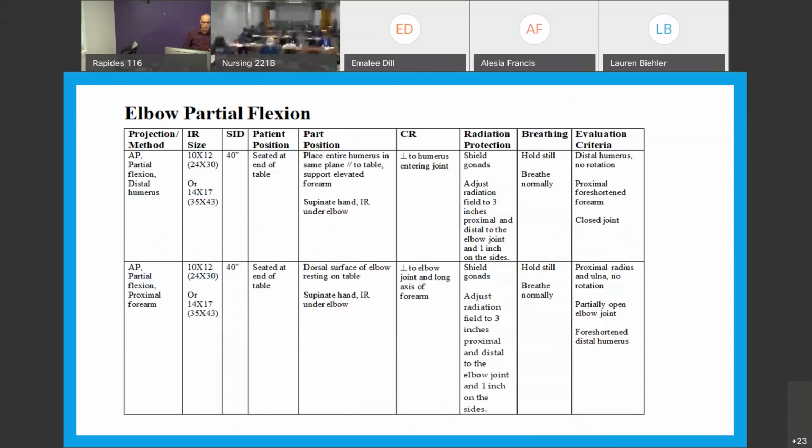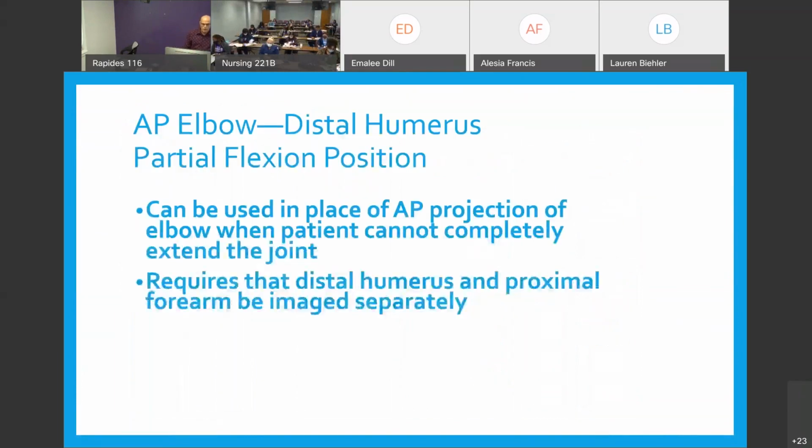All right. Partial flexion and extension is what I've been kind of talking about this morning. This is the new 1 through 9 that Dr. Curtis has put in y'all's Moodle shell. It's there, print it off if you want it. Okay. AP elbow distal humerus partial flexion. I thought I had the page numbers on this. It's back under the elbow.